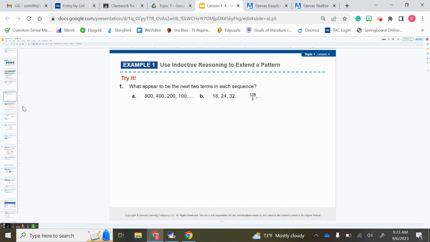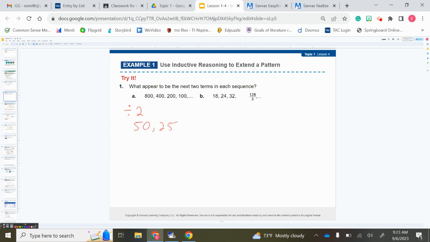All right, let's talk about this. So I think letter A we all got, right? What was the rule for letter A? What was happening here? Good. Dividing by 2, yep. All right, so everything's divided by 2, which means the next two terms here ended up being what? Good. 50 and 25. Very good.